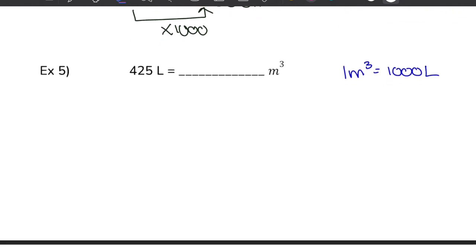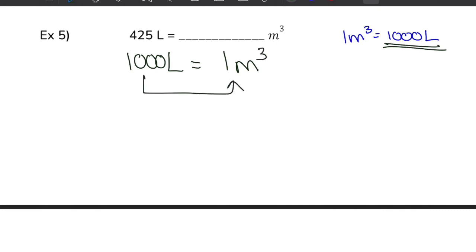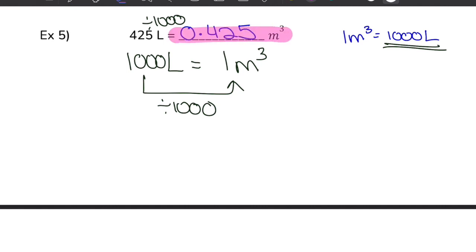Okay, last example. We are converting from liters to cubic meters. This is my conversion fact from my formula sheet. I'm going to write the liters first so I can line these up. 1,000 liters equals 1 meter cubed. To go from 1,000 to 1, we divide by 1,000. So here I'm going to divide by 1,000. The answer, once you input it into your calculator, will be 0.425 cubic meters.